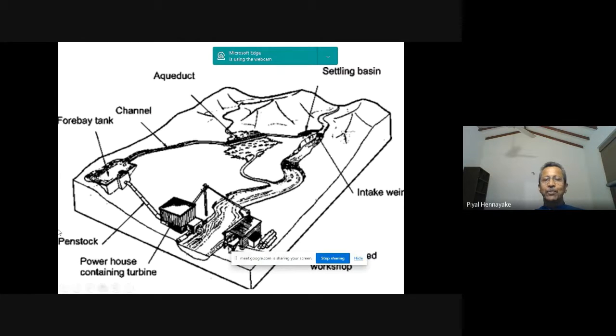For someone who is not familiar with a hydropower project, this is the channel. First, this is the river, right? And you block it somewhere, and then take the water along the channel to the forebay tank. The forebay tank is to stabilize the water before it goes through the penstock to the powerhouse, which contains turbines. It generates power and puts the water back to the stream or the river.